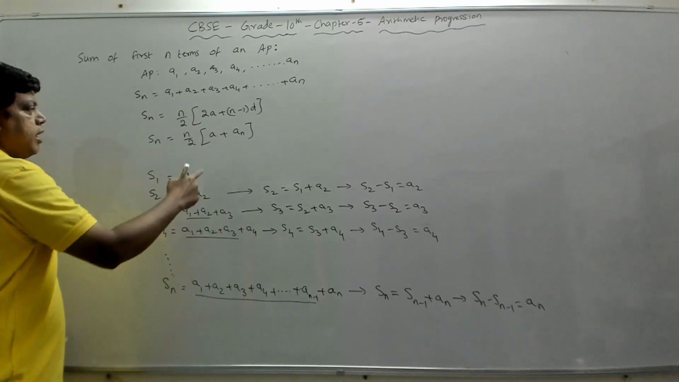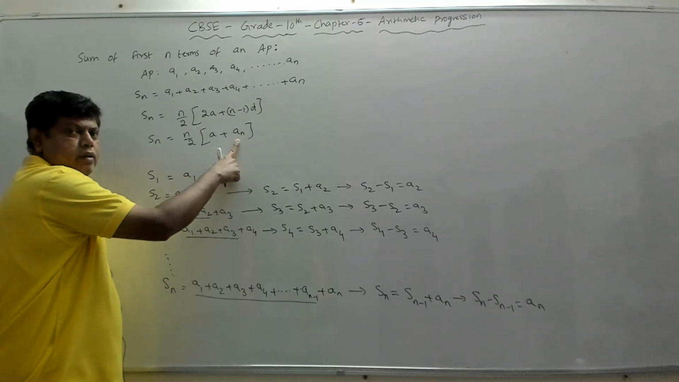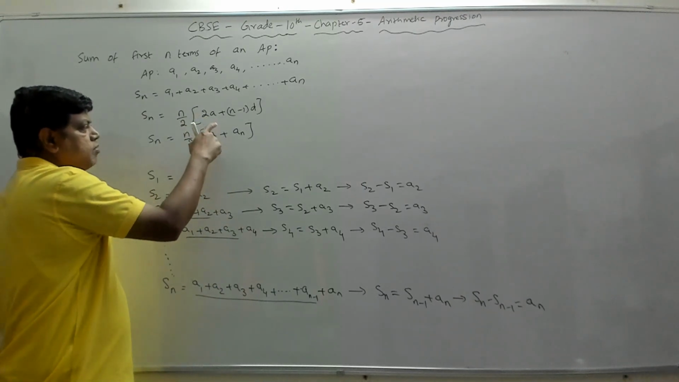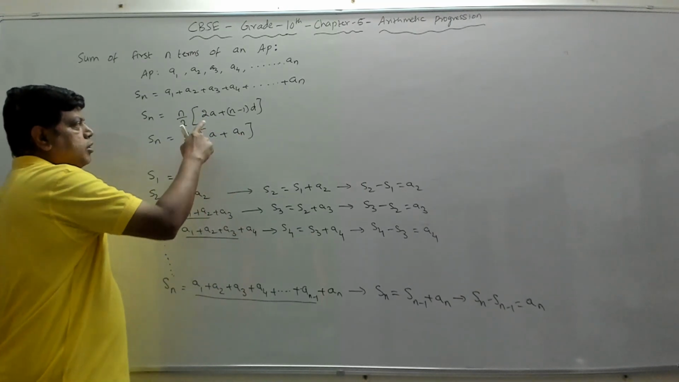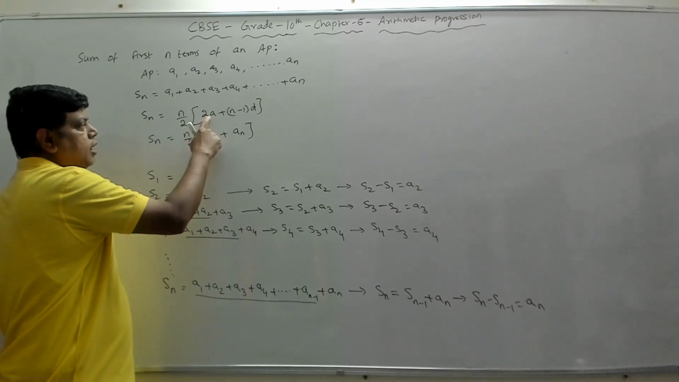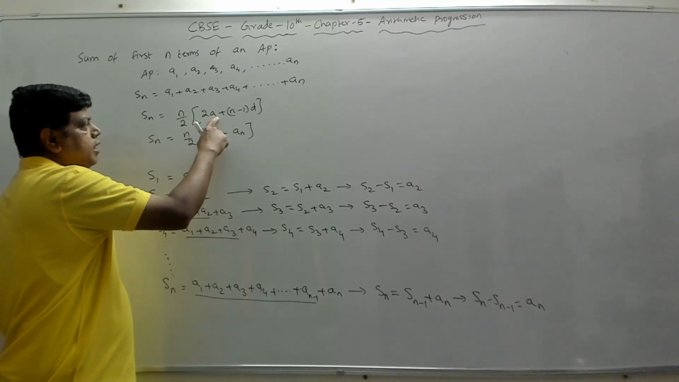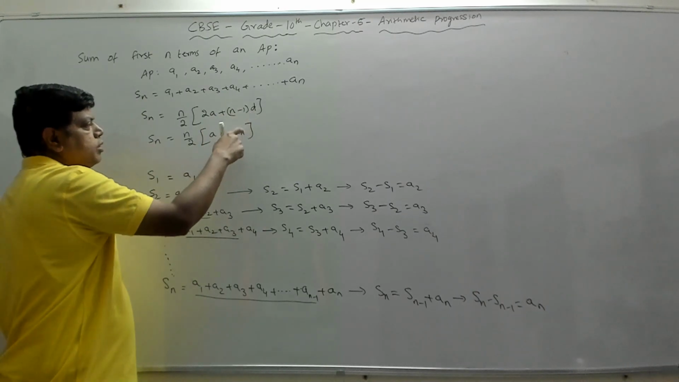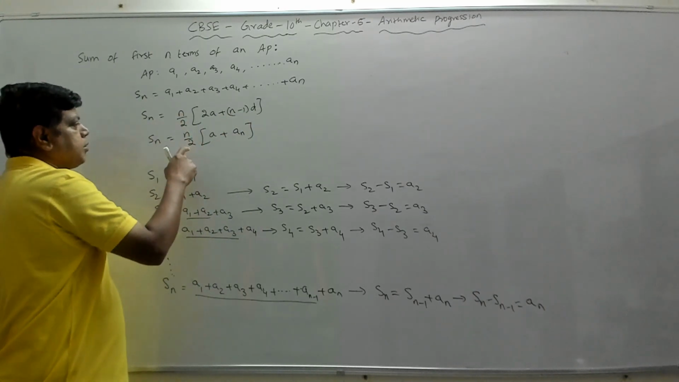A plus An, where An is the nth term of the AP. The same formula can also be written like this, because your 2A can be written as A plus A, and 1A will come here and the remaining A will be there. So A plus n minus 1 into d is An. So the same formula can be written like this also.